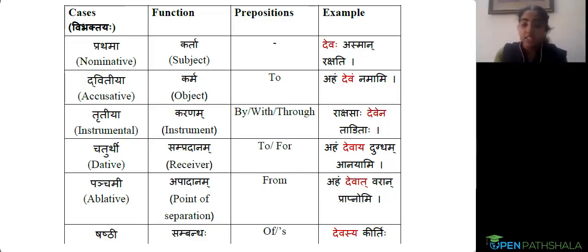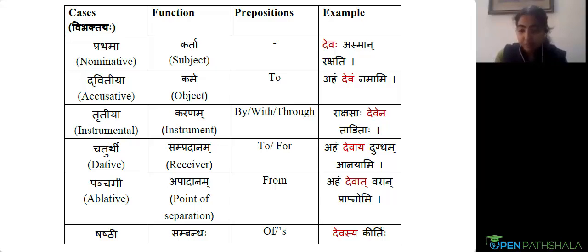The third case, Tritiya vibhakti, is called the instrumental case. And the function of this case is karanam or instrument. So as the name itself suggests, instrument or instrumental, this particular case is used when the word forms the instrument of the action.